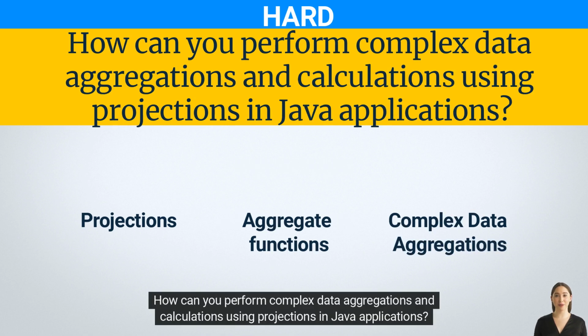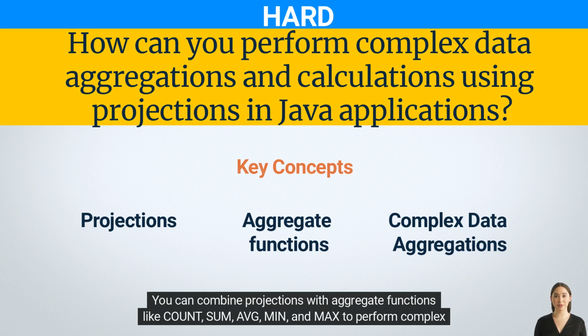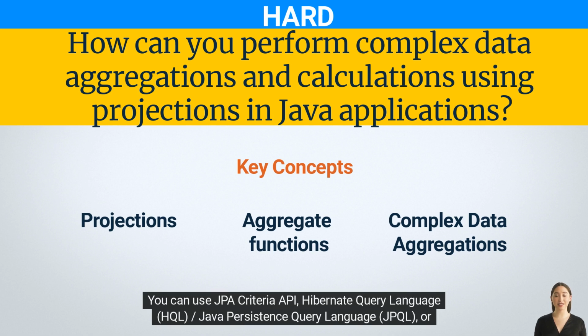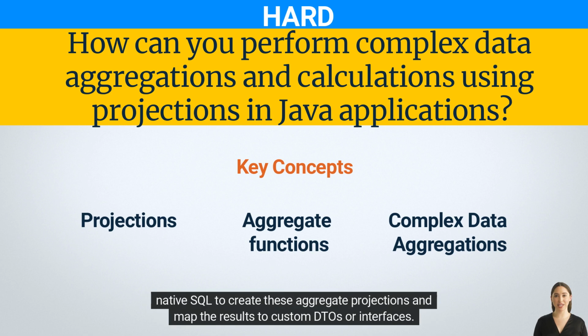How can you perform complex data aggregations and calculations using projections in Java applications? You can combine projections with aggregate functions like count, sum, avg, min, and max to perform complex data aggregations and calculations. You can use JPA Criteria API, Hibernate Query Language (HQL), Java Persistence Query Language (JPQL), or native SQL to create these aggregate projections and map the results to custom DTOs or interfaces.